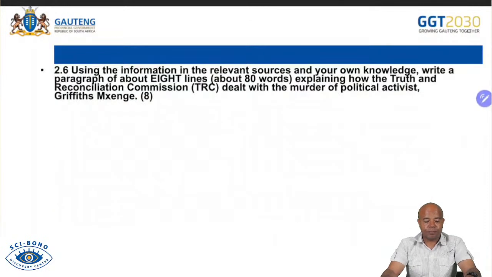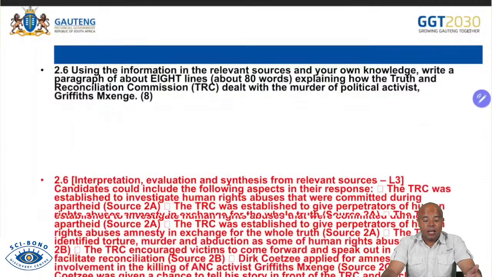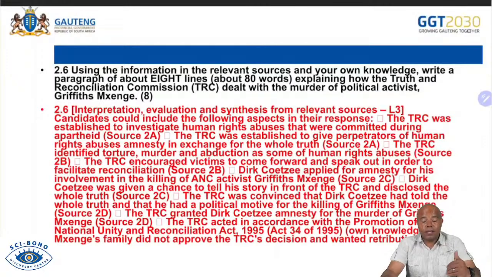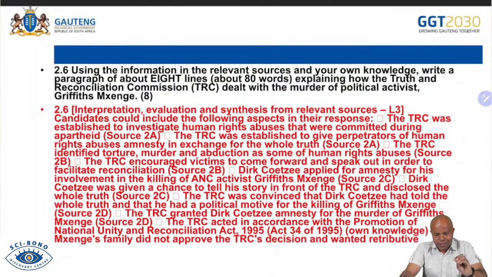Now let's go to the paragraph quickly. 2.6, using the information in the relevant source and your own knowledge, write a paragraph of about 8 lines explaining how the Truth and Reconciliation Commission dealt with the murder of political activist Griffith Mxenge. Now, here's a clear example of how you should write your paragraph. Now, take note, learners. If this is in bullet form, you will not be receiving full marks, even if you've got all the answers in it.